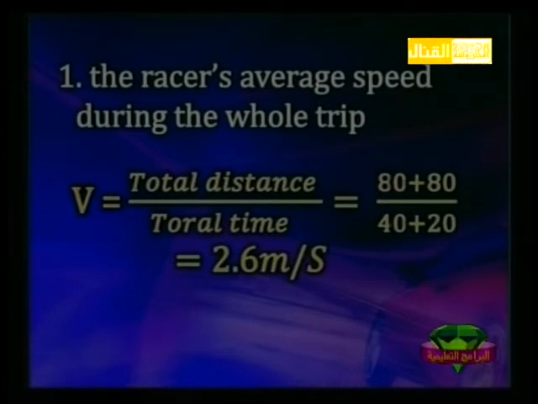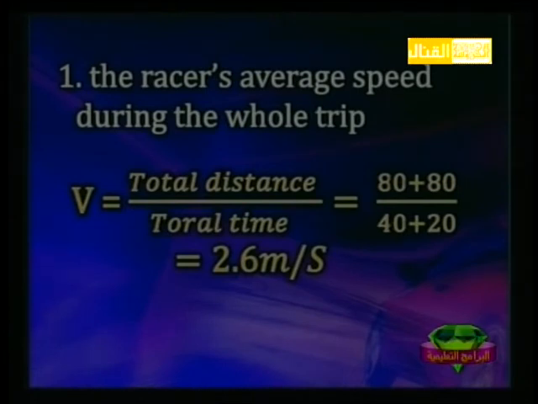It will be 2.6. 2.6 what? Meter per second. Because we know the average speed has an important unit. What is the unit of all speed? Meter per second or kilometer per hour. But in this case, we work with the small unit, meter per second. It's great, my dear students, to hear that. Going 80, back 80, time 40, back 20, the total is 2.6 meter per second.